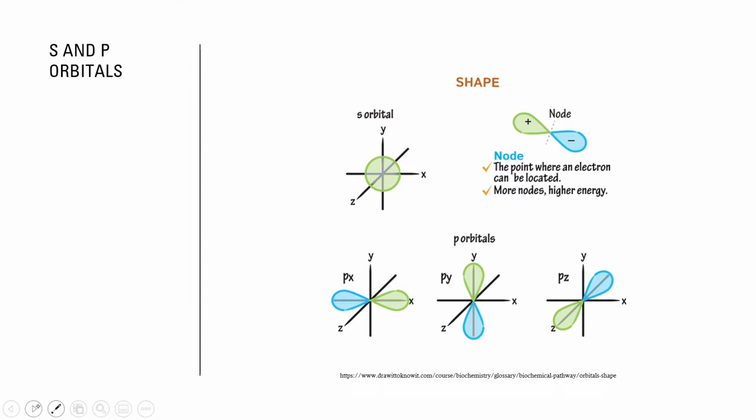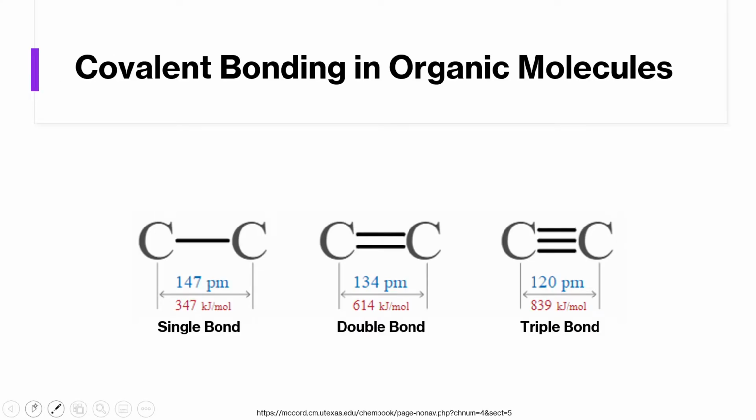Our S orbitals are spherical in shape, whereas our P orbitals have a pair of nodes that run along one of our 3 axes for our 3 dimensions. So our Px, Py, and Pz orbitals. These are the guys that participate in organic bonding. What we should also note is that organic molecules covalently bond, and that in some cases, there may not just be single bonds, but what we call double and triple bonds.